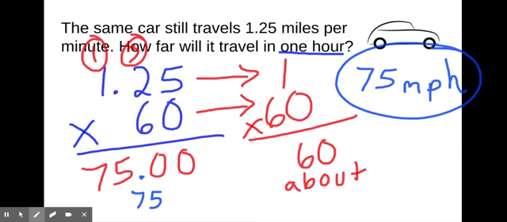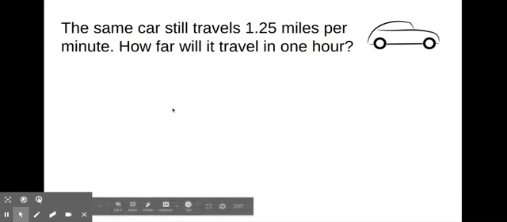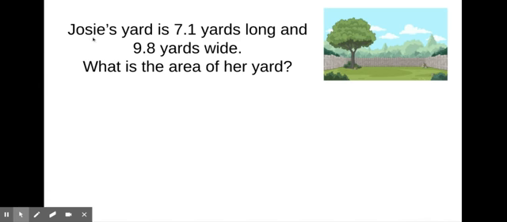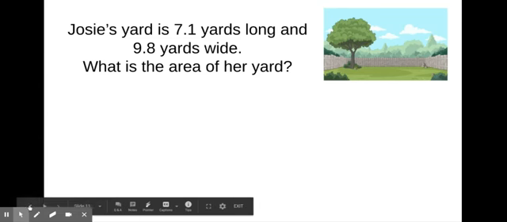So again, we are using our estimating to figure out where to put our decimal point. Let's try one more example and then I'll give you one to do. In this example, we're switching gears from cars to a backyard. Josie's yard is 7 1/10 yards long and 9 8/10 yards wide. What is the area of her yard?